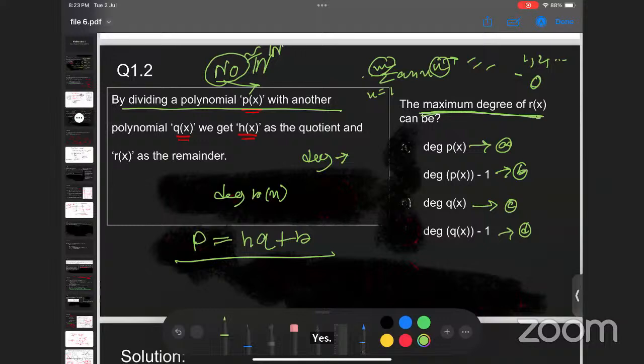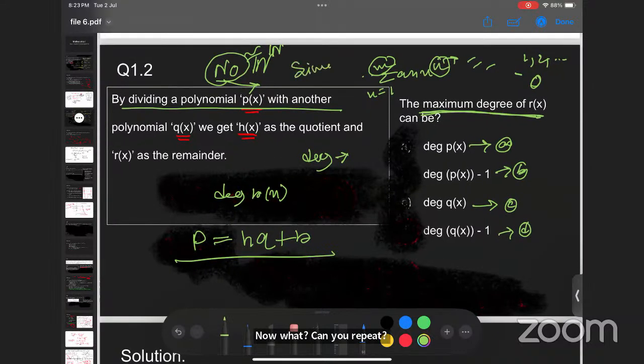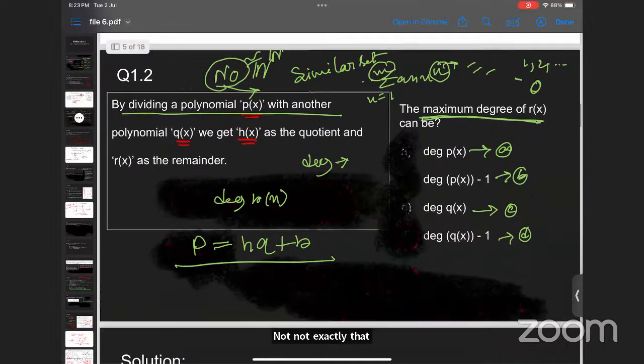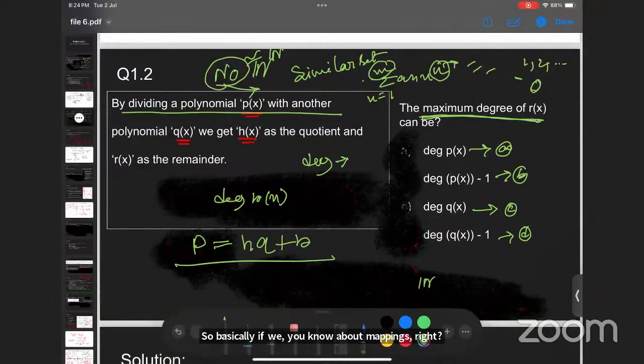Do you know the concept of similar sets? Yes, ma'am. So what is it? When both the sets have the same elements. For example, 1, 2, and 3, and the second set should also have the same elements 1, 2, and 3. Not exactly that. Ma'am, the cardinality should be the same. Exactly. So basically, you know about mappings, right? Yes, ma'am.